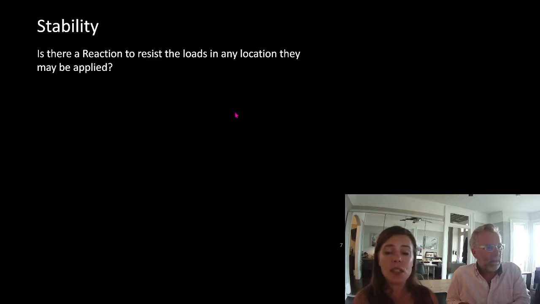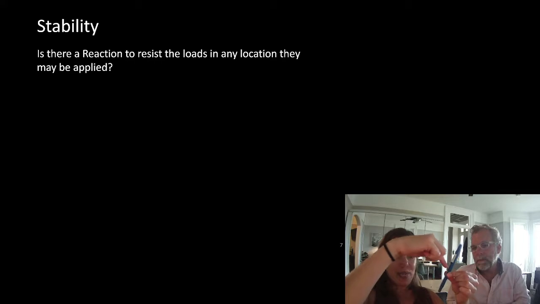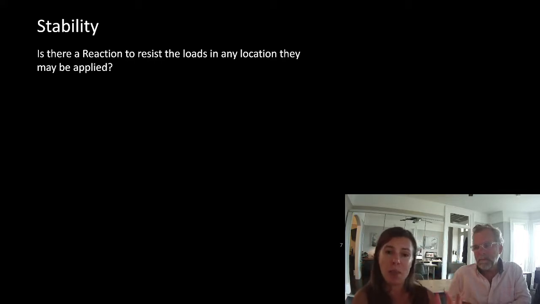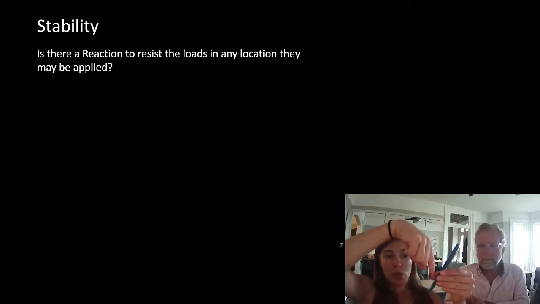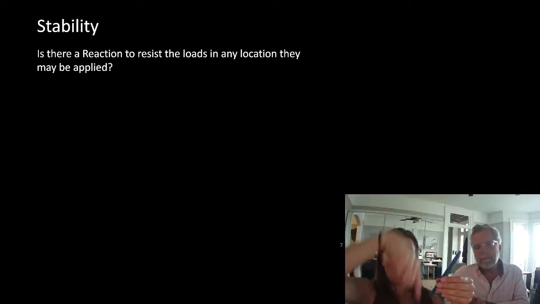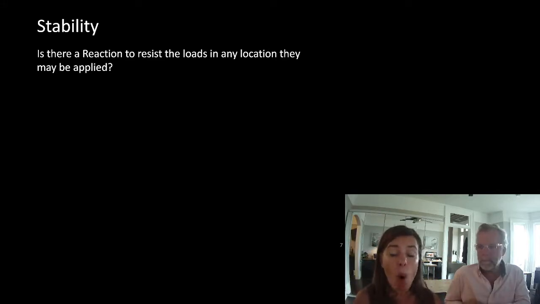So stability. This is where you think about, is there a reaction to resist the loads in any location they may be applied? This was a really good one when Dave was talking about climbing up the ladder. The way he positioned himself changed depending on where he was on that ladder. So with that ladder, you need to think about the load being applied here, here, or here, anywhere along its length. All of those need to be considered, and we then need to go back and think about all of those conditions for strength as well. So there's a lot of things that the engineers are checking.